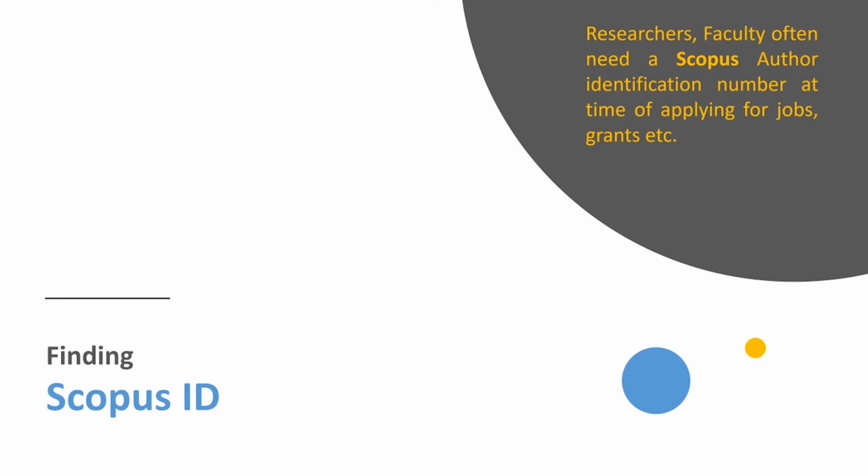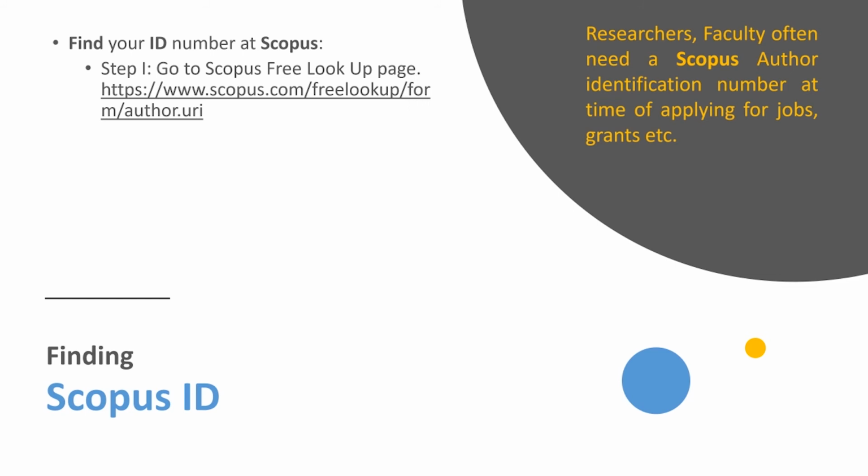Now we were on identifying or locating the author ID in the Scopus database. First, what is the first step? You have to go to the URL of the Scopus free lookup page. This is the Scopus free lookup page. We have also discussed it a little bit in the author ID section when we were discussing locating the H index.